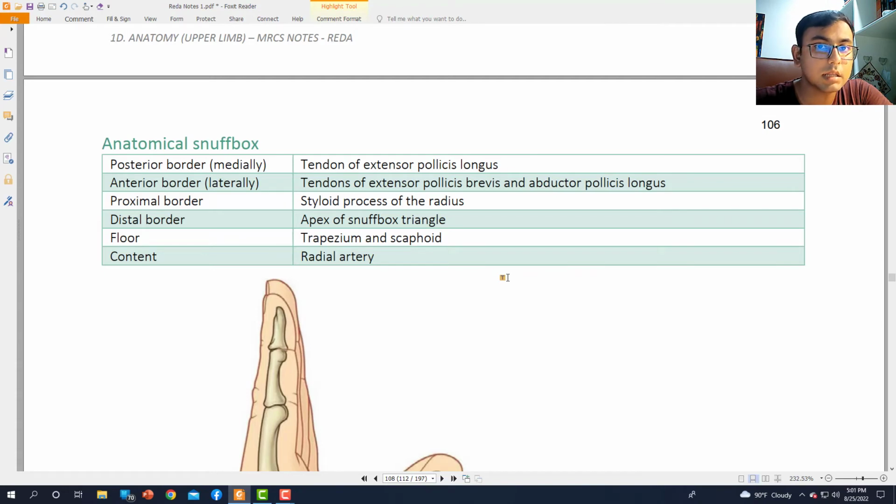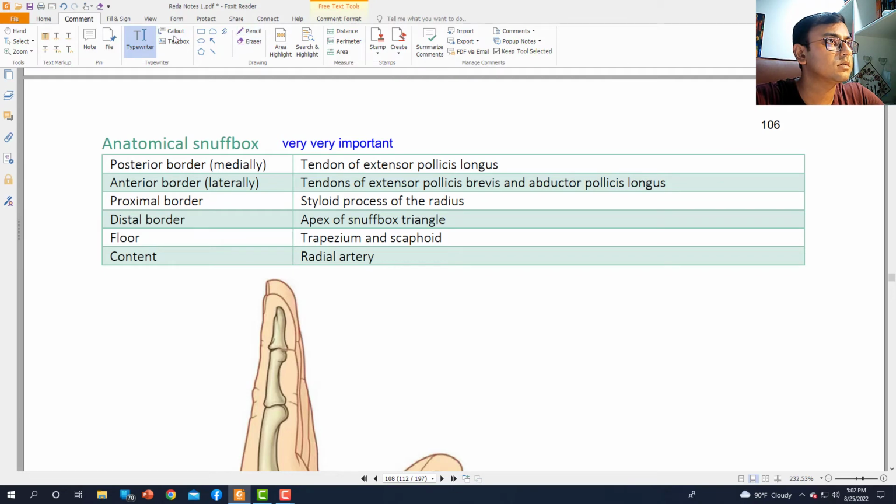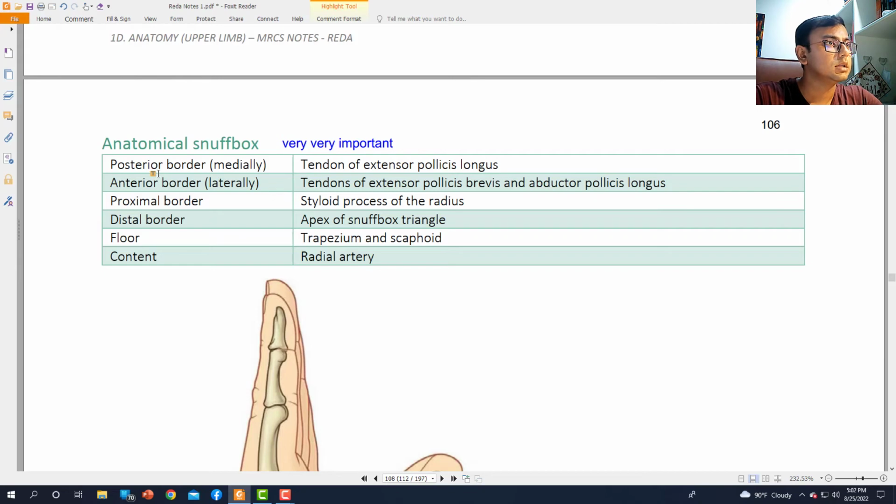Now the other important thing is the anatomical snuffbox. Okay, very, very important. You must remember it anyhow. You must know the anatomical snuffbox. So this is the anatomical snuffbox. Here you can see the depressed area above the thumb.